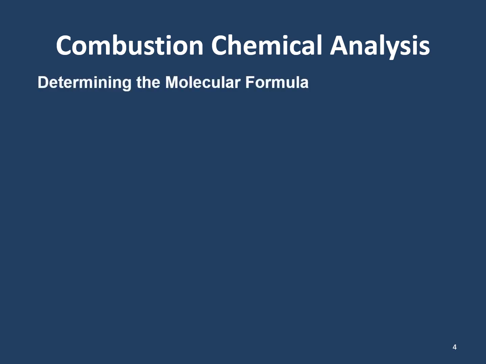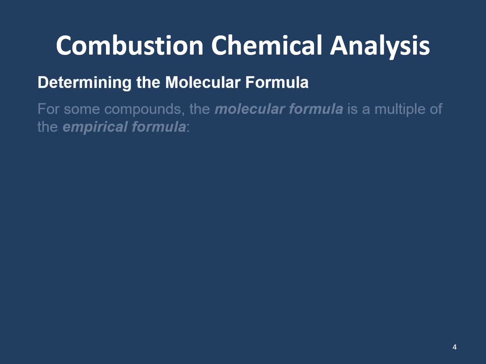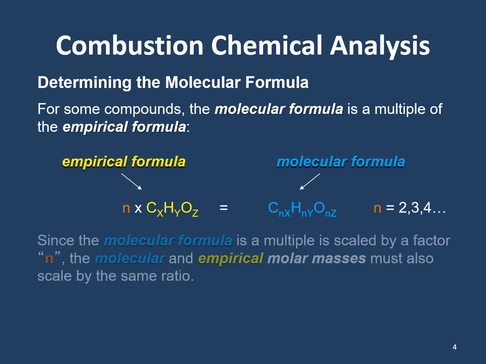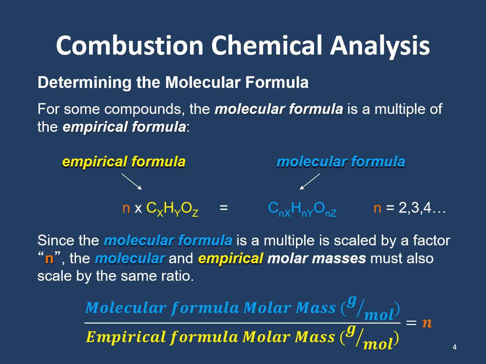So this is a bit of a review slide. We know that a molecular formula is equal to the empirical formula multiplied by n, which is some integer value. We calculate n by taking the molecular formula's molar mass and dividing by the empirical formula's molar mass. If I know the empirical formula and the n value, I can get the molecular formula. So again, this is a review slide. We covered this two lecture videos back, just to remind you, because we're going to do it again in our combustion chemical analysis in a second.